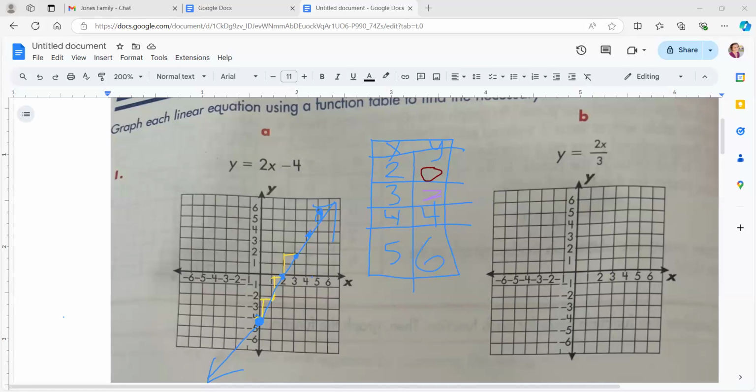Where'd you go? I'm here. What's y doing on the graph? As x is counting up by 1, then y is counting up by 2. Yep. And that's our slope.